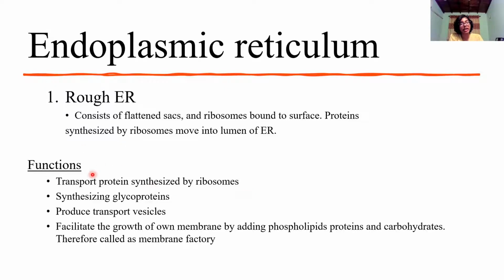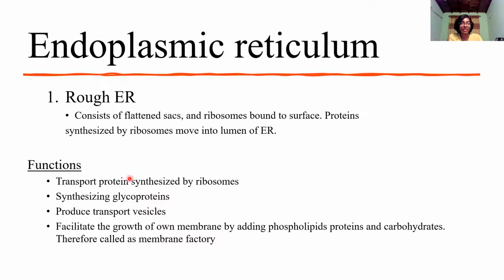So the function is, as I said, the protein is synthesized by these ribosomes which are attached to this rough endoplasmic reticulum. They get the protein inside their lumen and then transport it via their transport vesicles. So one function is that they transport protein synthesized by ribosomes and produce transport vesicles to carry it to the Golgi apparatus. There certain changes are made. Glycosylation, like carbohydrates are added to the protein synthesized.